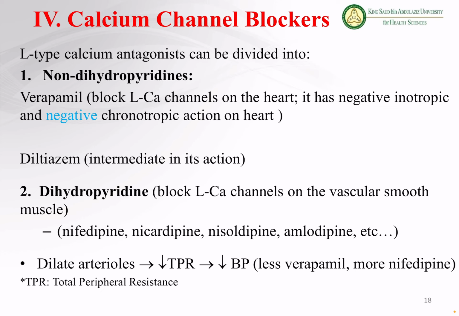So we say non-dihydropyridine, and then we have dihydropyridine. Dihydropyridine, if you know in chemistry, is a ring-like structure. Okay? So some calcium channel blockers we say are dihydropyridine, which have that dihydropyridine ring, and the others we say are non-dihydropyridine. Okay? So in the non-dihydropyridine group we have verapamil and diltiazem. These are the drugs in the non-dihydropyridine group, and the other calcium channel blockers end with pine. So we discussed amlodipine, nisoldipine, nicardipine, nifedipine.